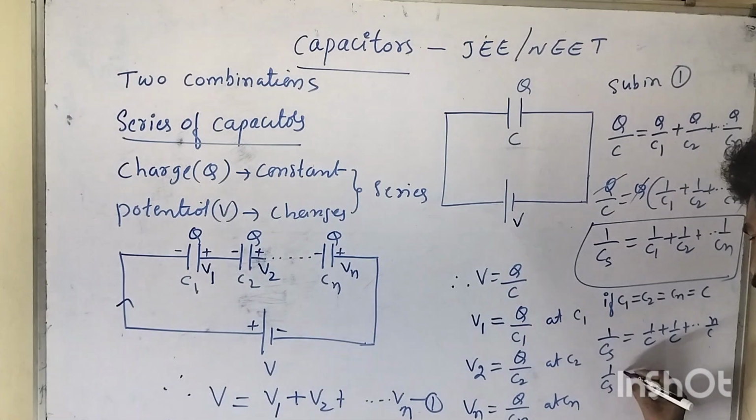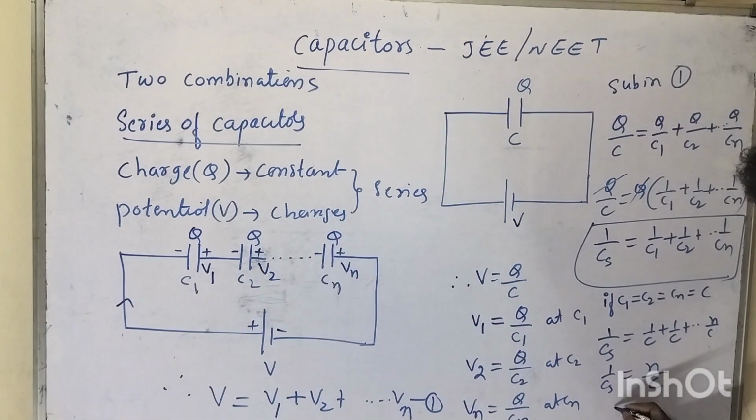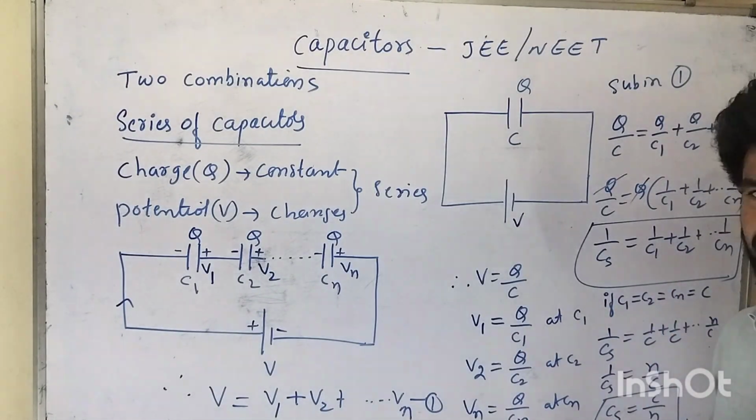Now 1 by Cs is equal to n by C. Now Cs is equal to C by n. So this is also another expression for the series combination of capacitors, right? Okay, please make note of this, all of you.